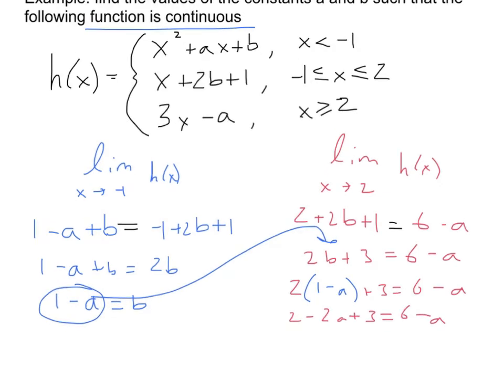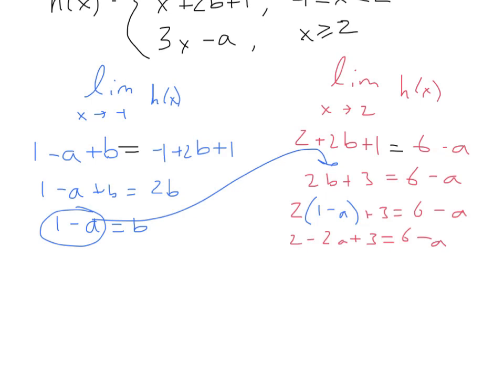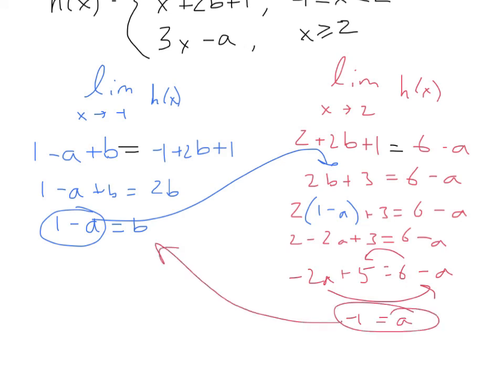And at this point I'm just doing basic algebra here, right? This is negative 2a plus 5 equals 6 minus a. I'll move the 6 over and the negative 2a over. That'll give me negative 1 equals a. Cool, so we found that a was negative 1. If I take that and substitute it back into the other, I'll end up with 2 equals b. Those are the values that cause this function to be continuous everywhere.